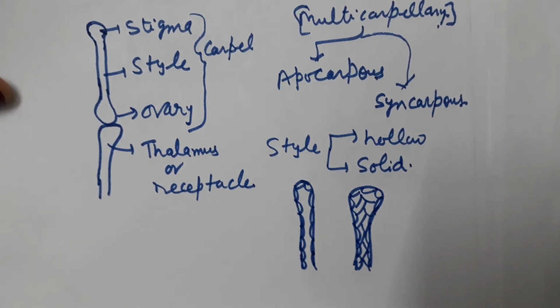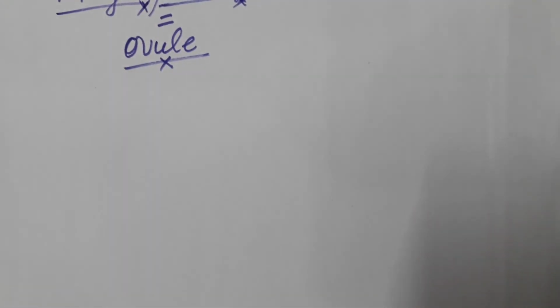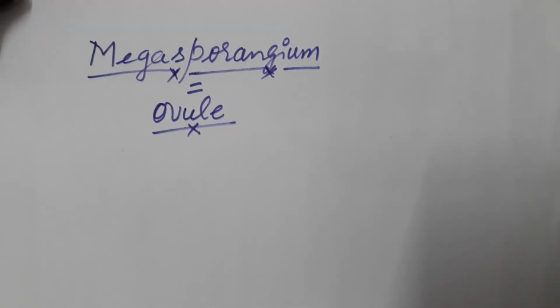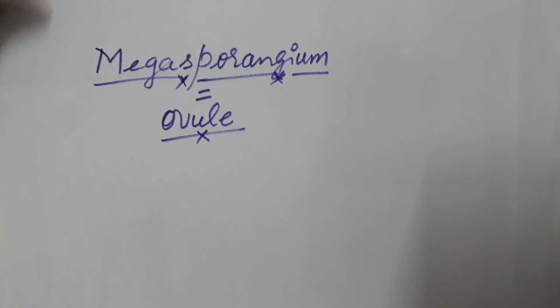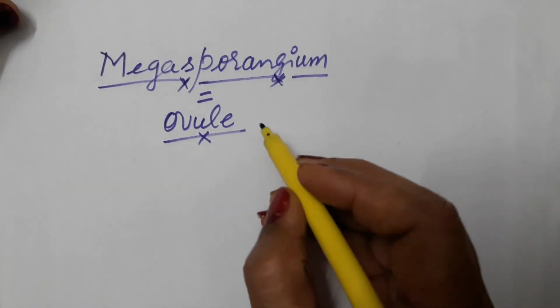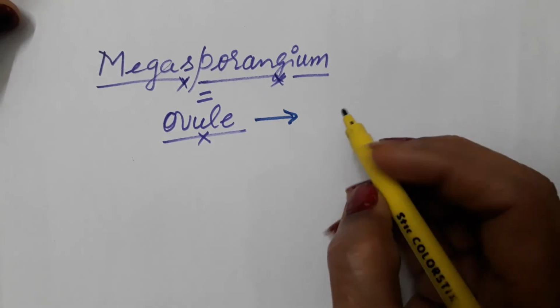Now we are discussing the megasporangium or ovule, the structure of the megasporangium or ovule. Ovule in case of angiospermic plants is anatropous type.